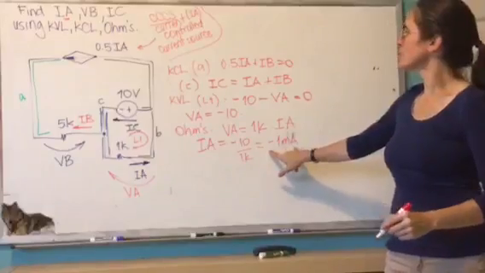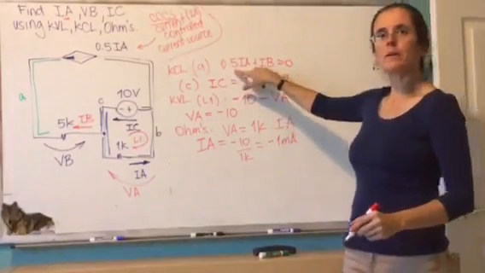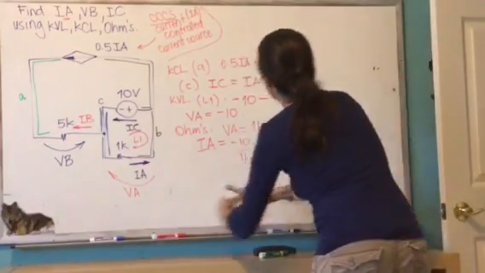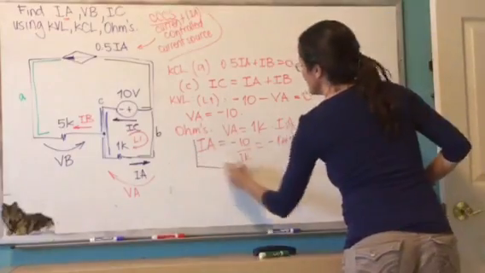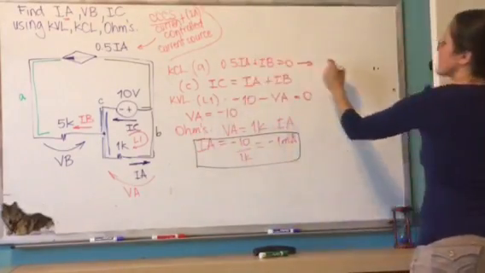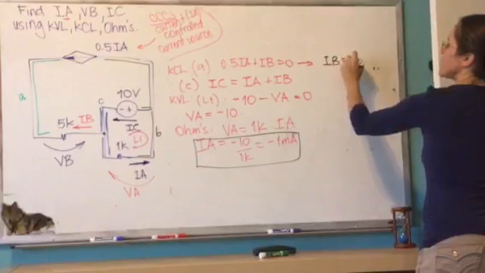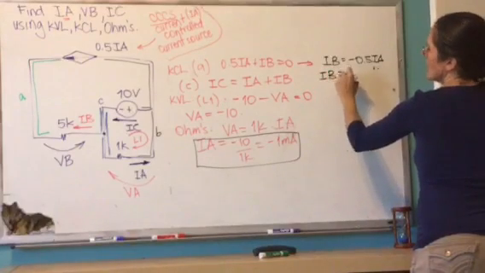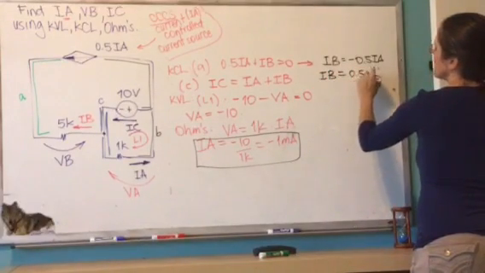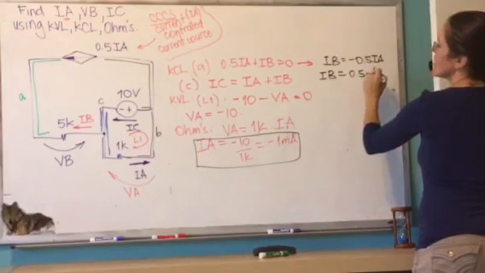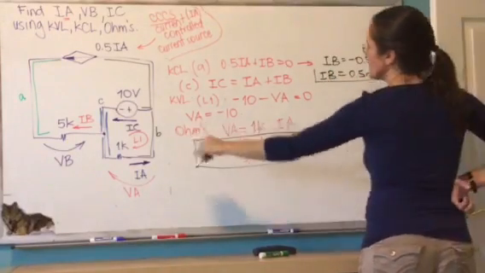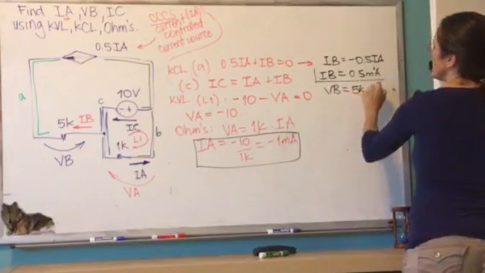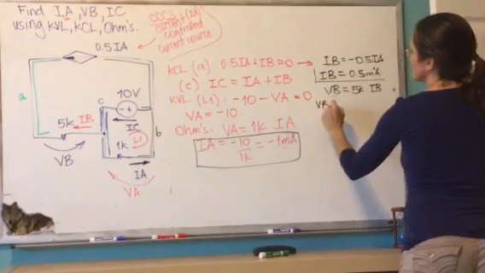Now I'm going to use this information to find, for example, IB. So let me change colors here to make it more clear. So this is after I got this. I'm going to find IB by writing minus half IA. Therefore, IB equals 0.5 milliamps. Well, this is not the question. The question is VB. So VB is 5K times IB, which means VB equals 2.5 volts.